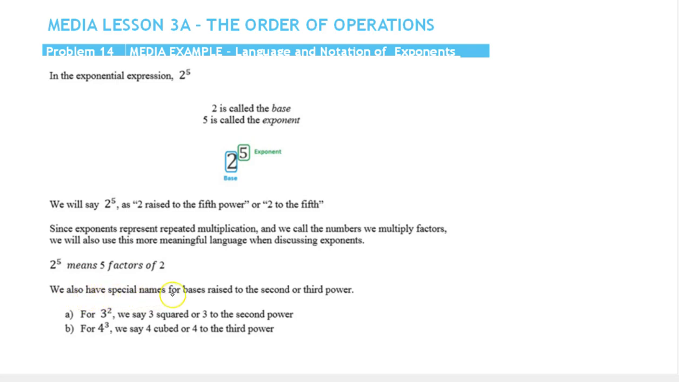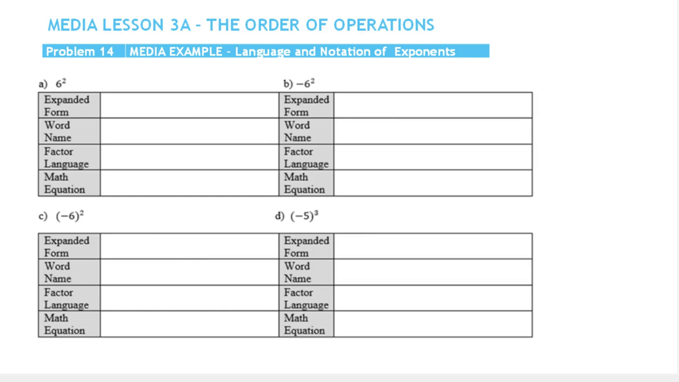Note we also have special names for bases raised to the 2nd or 3rd power, and you may be familiar with these. So here we could say 3 to the 2nd power, but sometimes we also say 3 squared. Or for this one we could say 4 to the 3rd power, or we may say 4 cubed. So those are some special names that you may hear, and these two ways of saying them are equivalent. So let's do some examples.